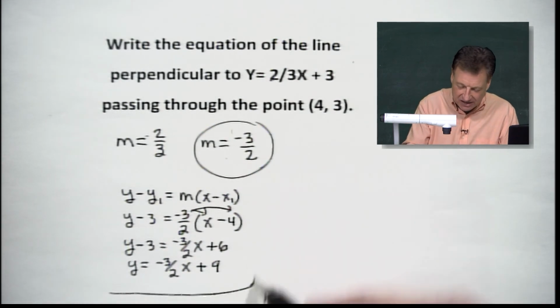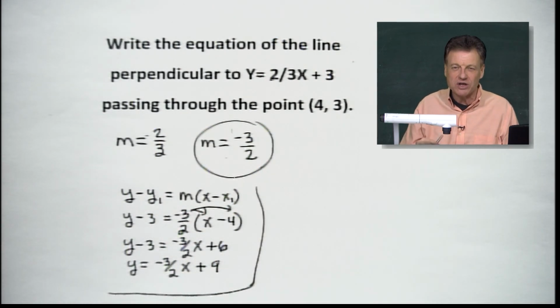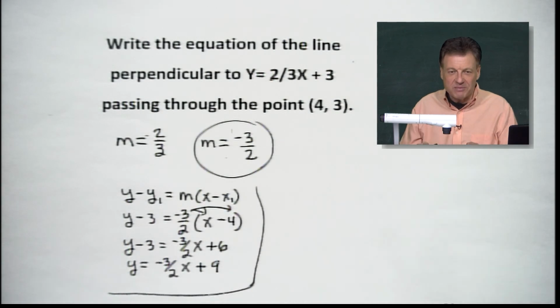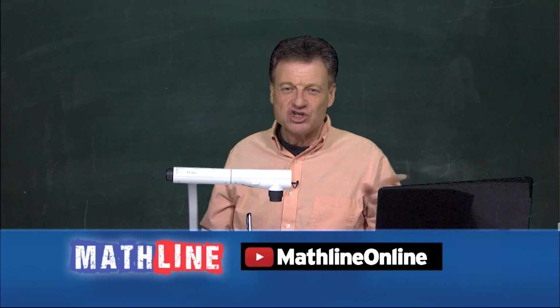Everybody get it right? And again, the graphing calculator is a great way to check your work on a problem like this. Again, remember those slopes. Opposite reciprocals, point slope formula, slope-intercept form, check it.